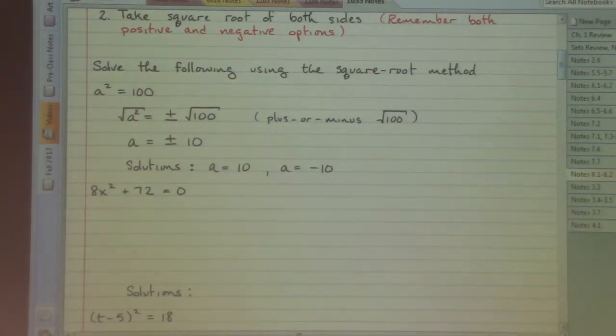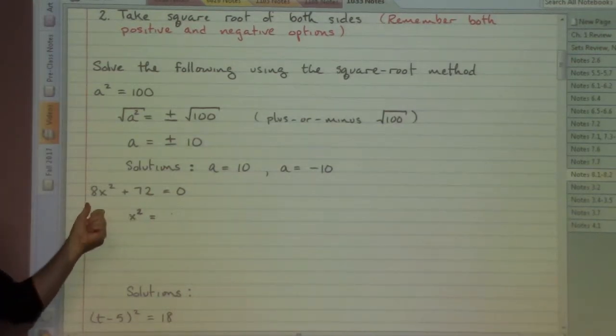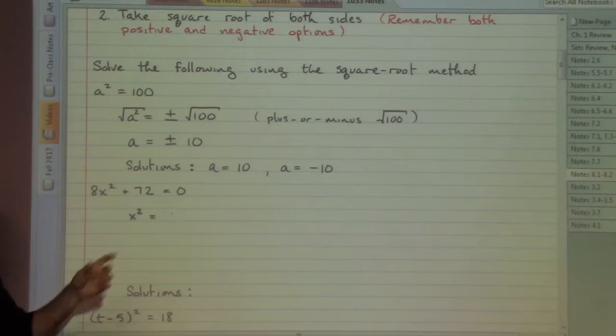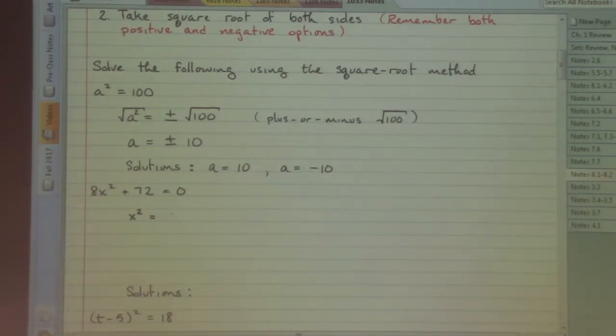If our first goal is to get the perfect square by itself, then that means that our goal would be to get the x squared by itself. To get the x squared by itself, we're going to need to move the 72 and move the 8. To move the 72, we've got to subtract. To move the 8, we've got to divide. So when we subtract 72 on both sides and then divide by 8, we're going to end up getting a -9.